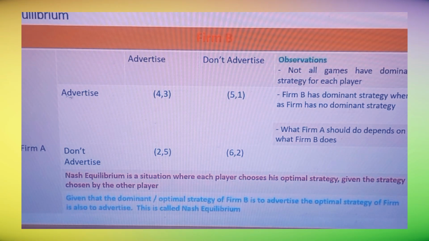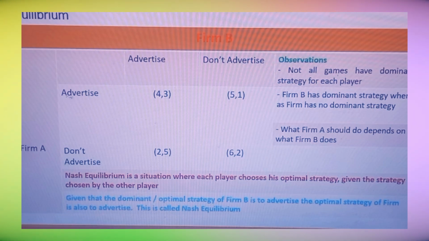Then Nash equilibrium. See, not all players will have dominant strategies. So all firms in business will not have a dominant strategy, which means one player has to adopt a strategy given the strategy of the other player, because he cannot take a strategy without seeing the strategy of the competitor. Under such circumstances, for example, in this matrix, firm B has a dominant strategy because its gains are higher only if it advertises. But firm A does not have a dominant strategy, because the strategy of firm A depends on the strategy of firm B.